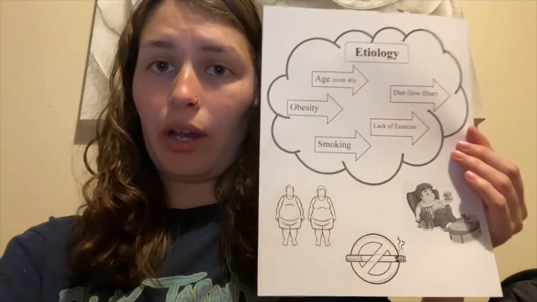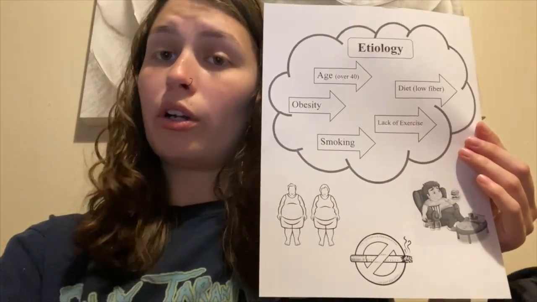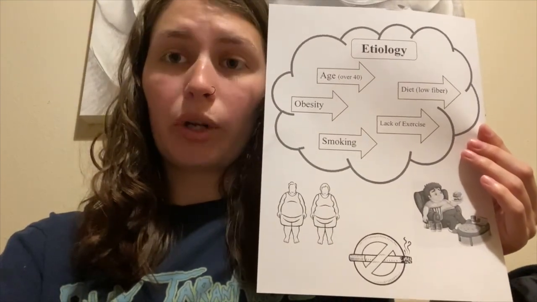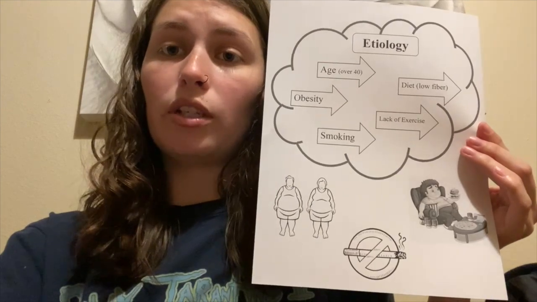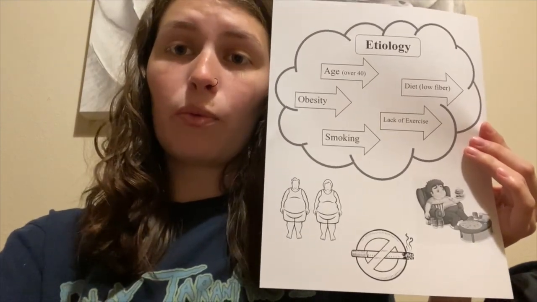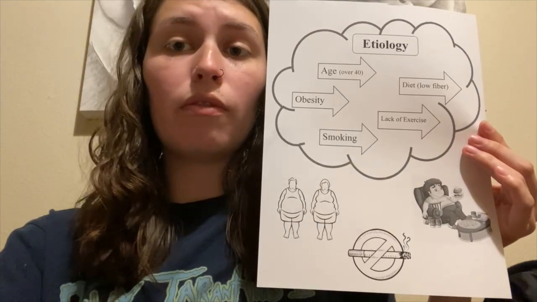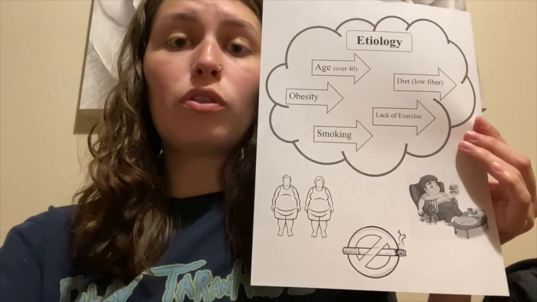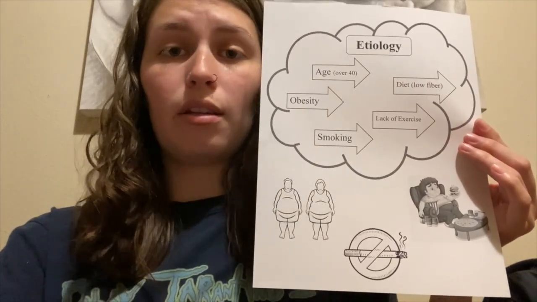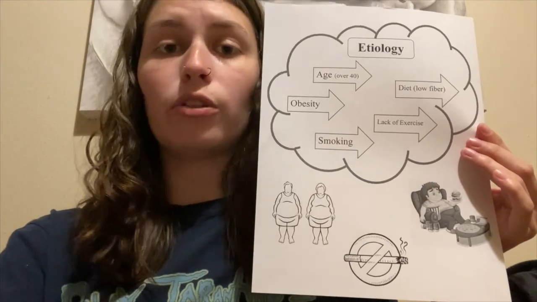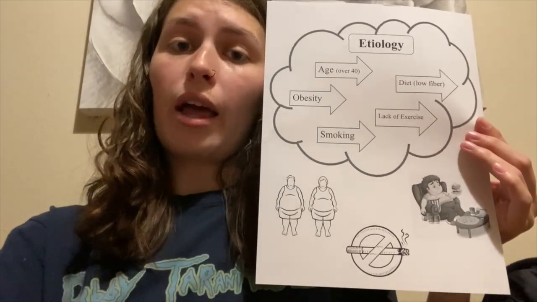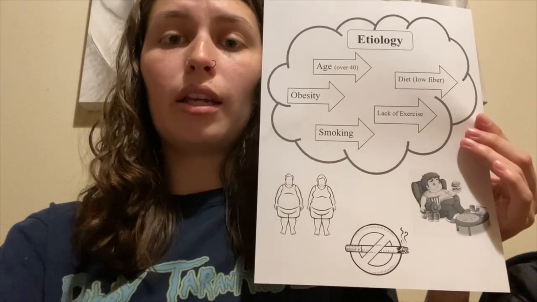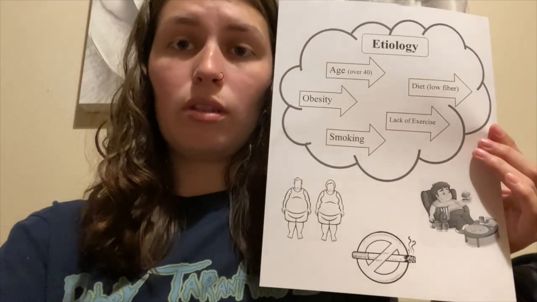I have this little diagram. So there are a lot of risk factors, which include age. If you're over 40 years old, you're more likely to develop diverticulosis. If you're overweight or obese, you are more likely to develop diverticulosis versus those who are at a healthy weight. If you smoke cigarettes, you're more at risk for that versus those who do not smoke. Lack of exercise is also a likely contributor to diverticulosis.